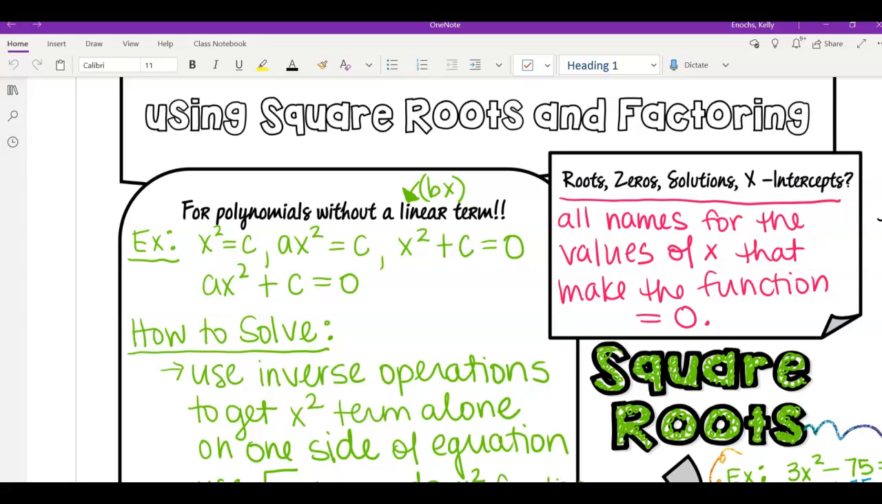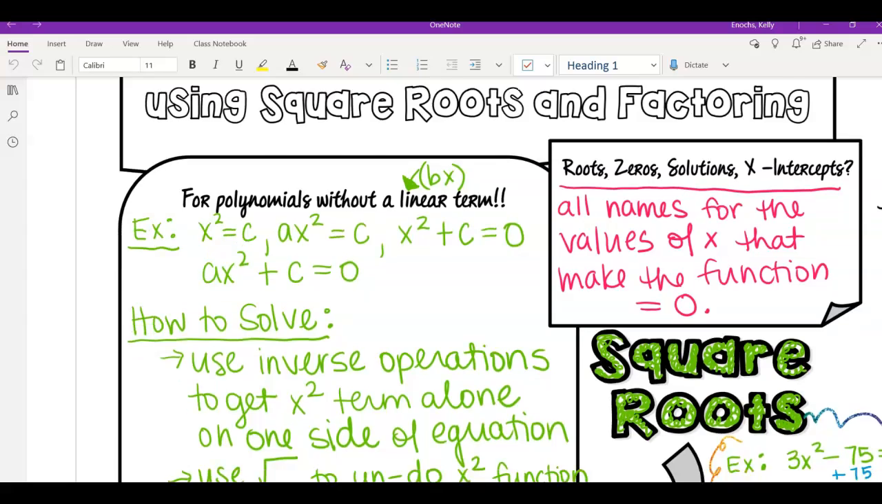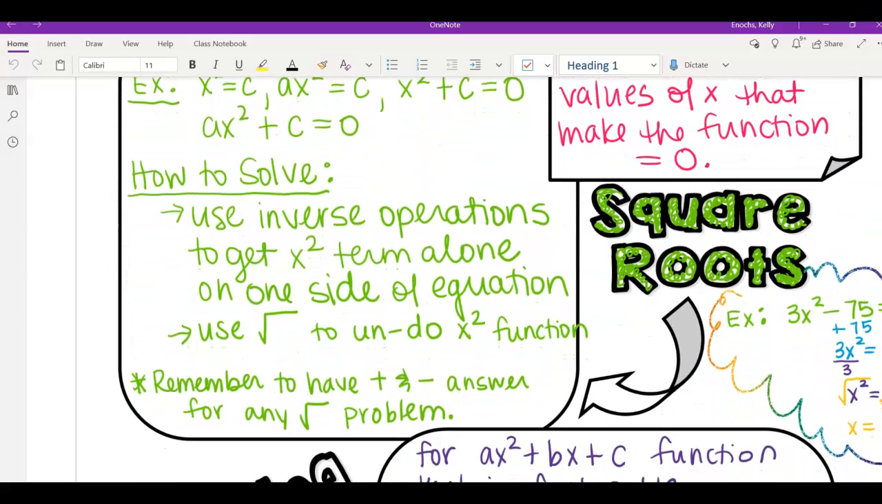So how do we go through and do this? Well, that's really easy. First, we're going to do all of our inverse operations to get x squared alone. Just like we would solve a regular equation for x, we're going to solve our equation basically for x squared. Then, once we have x squared alone, we're going to use our square root to undo that squared function. Square root and squared are inverse functions. So to undo the squared, we're going to use square root.